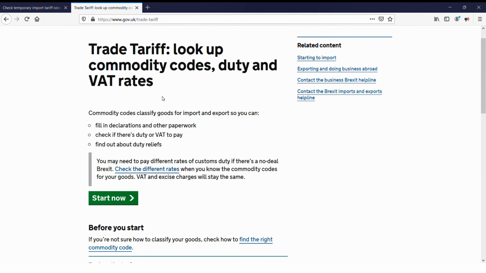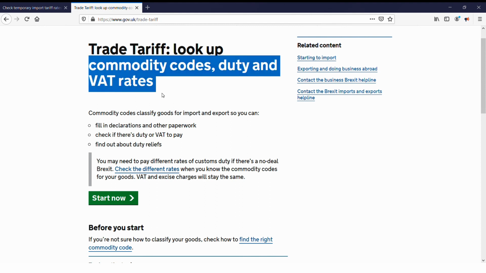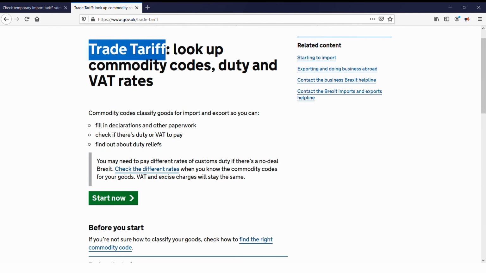So, for now, just remember that you can find commodity codes, duty and VAT, for a great many products that you might want to import or export by using the trade tariff tool.